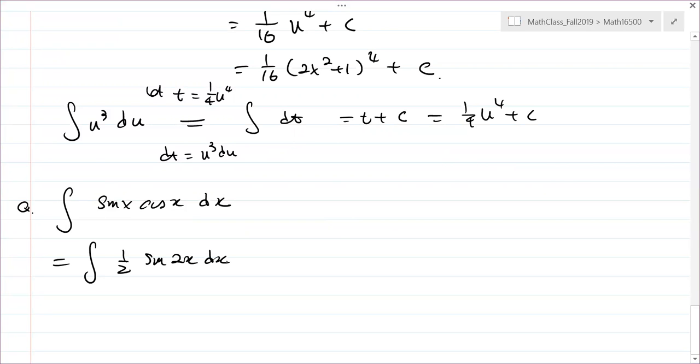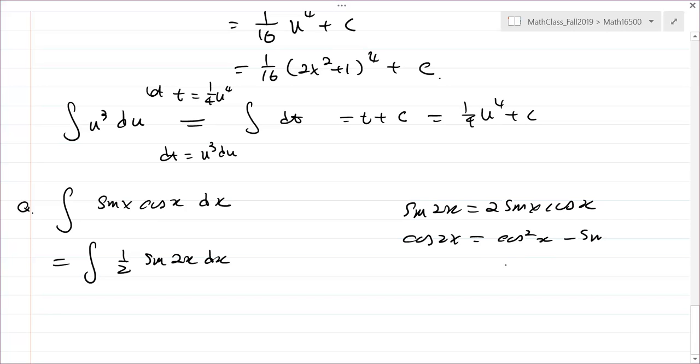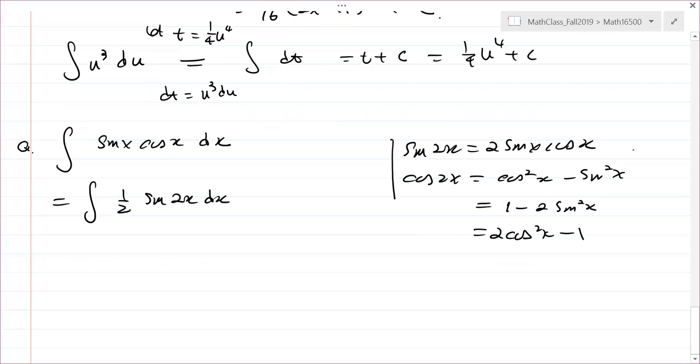Then, you know what? Sine 2x, right? Because sine 2x is 2 sine x cosine x. Yeah, we have the formula. Cosine 2x is quite different. Cosine 2x is cosine square x minus sine square x, and it can be 1 minus 2 sine square x or 2 cosine square x minus 1. Okay, so those are the formulas you have to know.